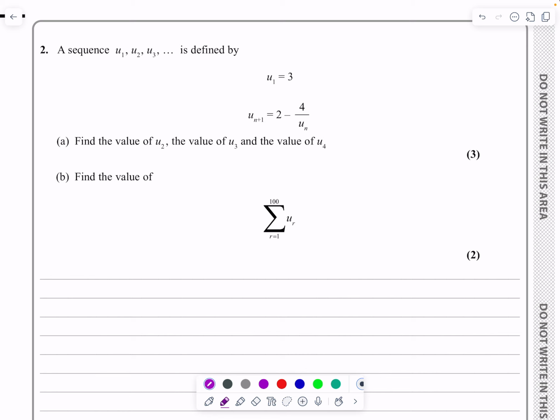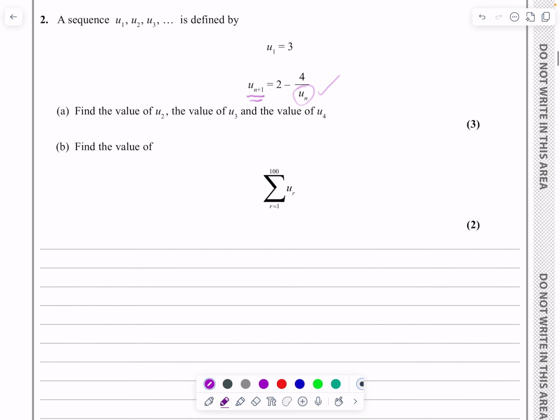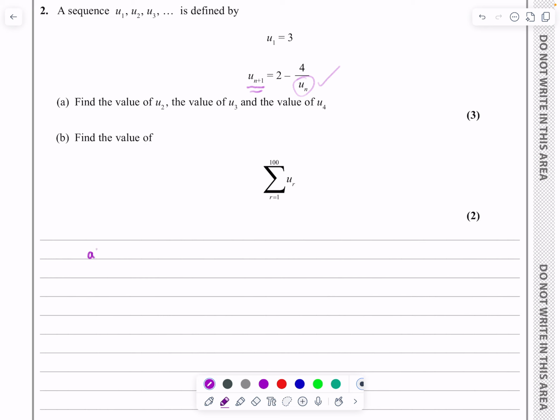It says a sequence U1, U2, U3 is defined by, and then it tells me the first term, U1 is equal to 3, and tells me how to form the rest of the terms by following this process. The next term each time is always given by taking your previous term and doing 2 minus 4 divided by the previous term. And what it asks me to do is to start off with U2, U3 and U4. Well, yeah, absolutely. I can do that.